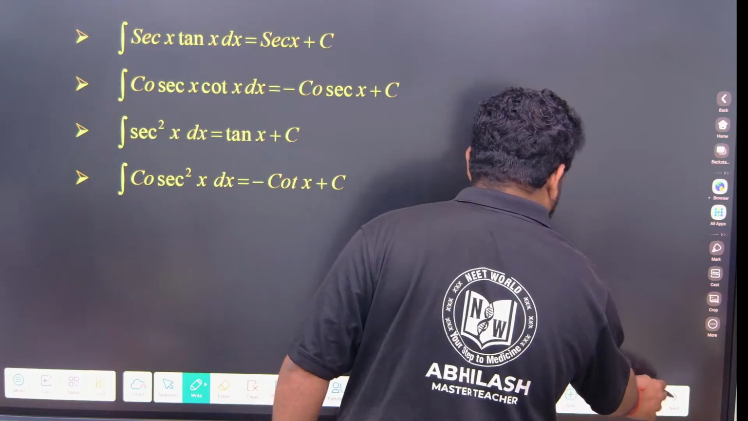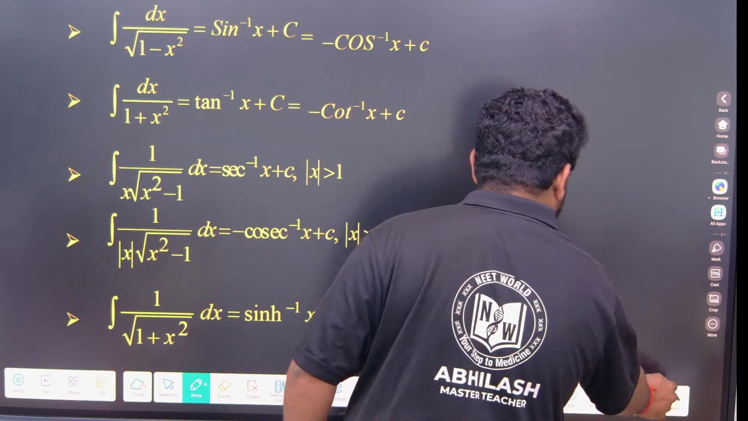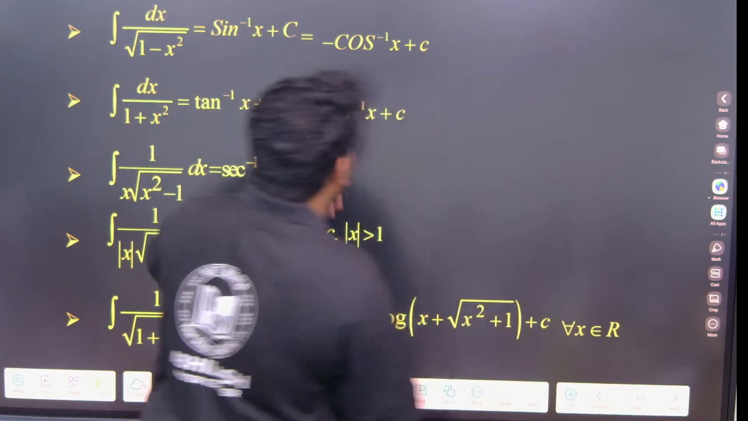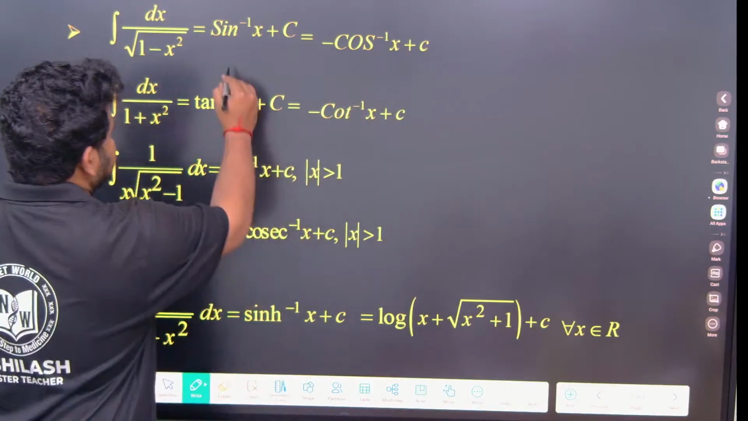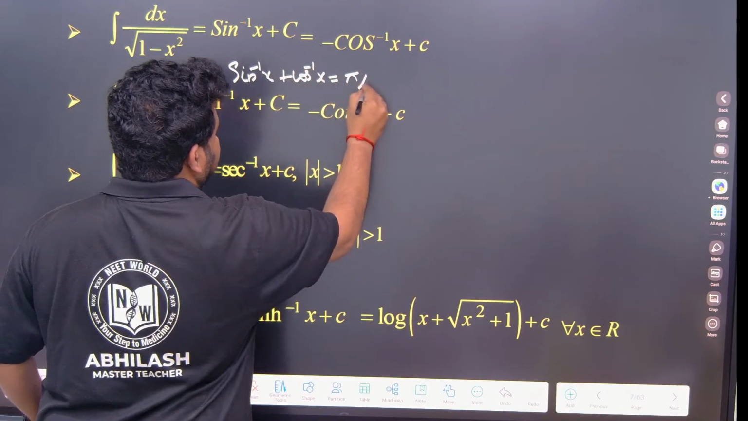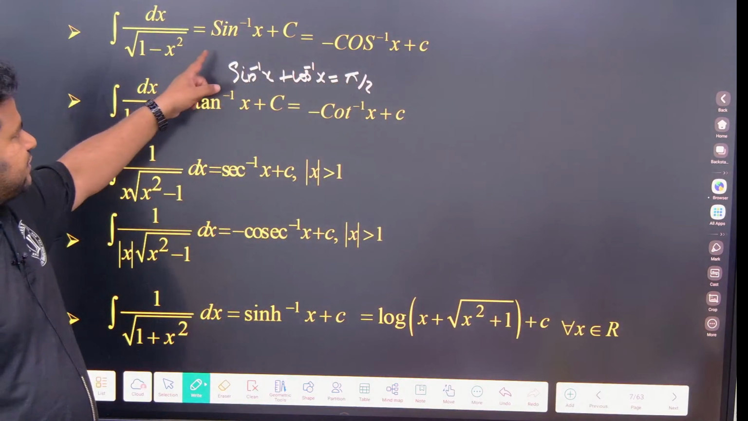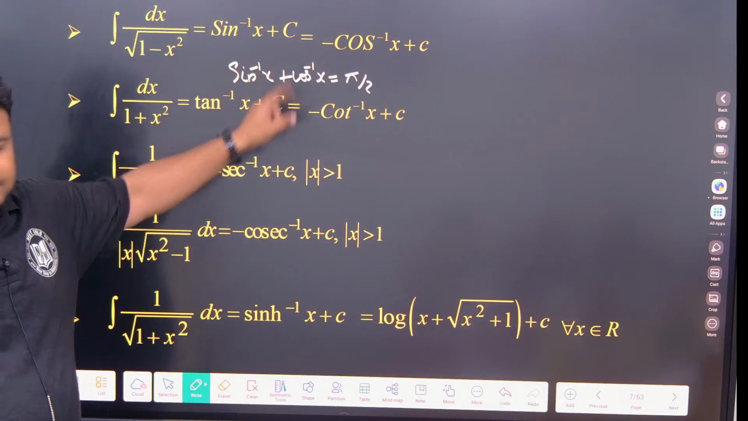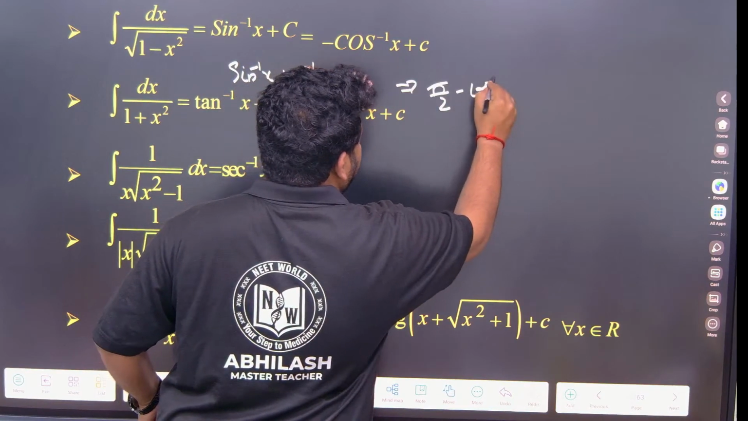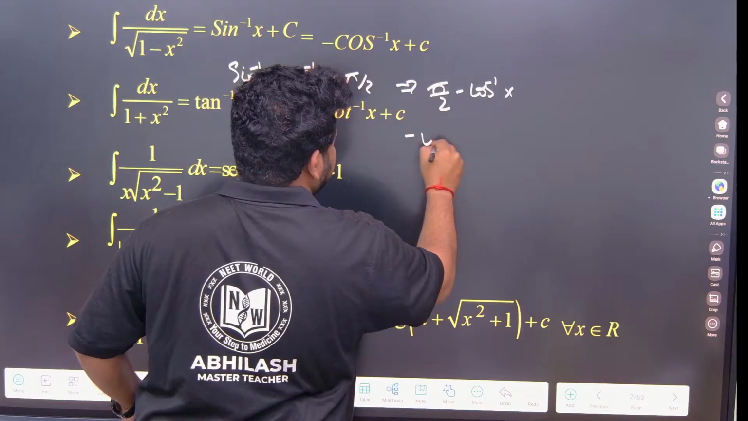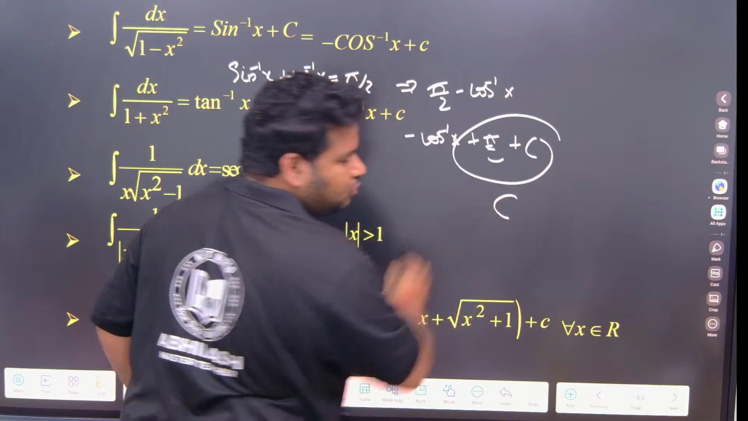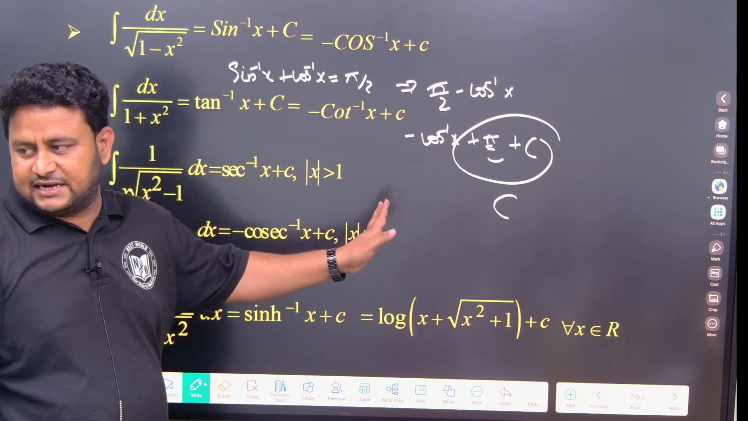We revised certain formulas, and also the inverse ones, and I told you what to remember and why this is cos h inverse of x. Before that I told you why this is minus. See, sin inverse of x plus cos inverse of x is equal to pi by 2. So 1 by root of 1 minus x square integral is sin inverse of x plus c, but it is also equal to minus cos inverse. Why? Sin inverse of x can be written as pi by 2 minus cos inverse of x. So this is minus cos inverse of x plus pi by 2, and the entire thing can be written as one constant. So minus cos inverse of x plus c, I can write it. So this is the reason.